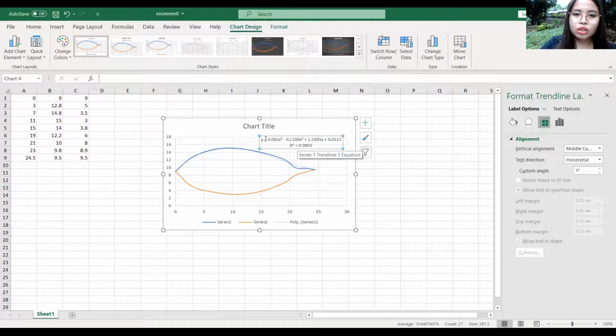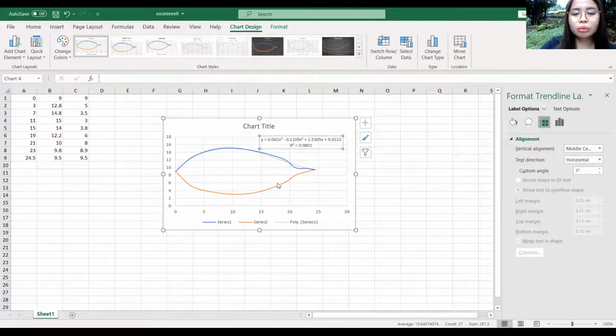So our equation is y is equal to 0.0002x cubed minus 0.1109x squared plus 1.5308 5x plus 9.0223. So that is our equation. And that is the equation of our upper curve down to the horizontal line, the area, the equation.